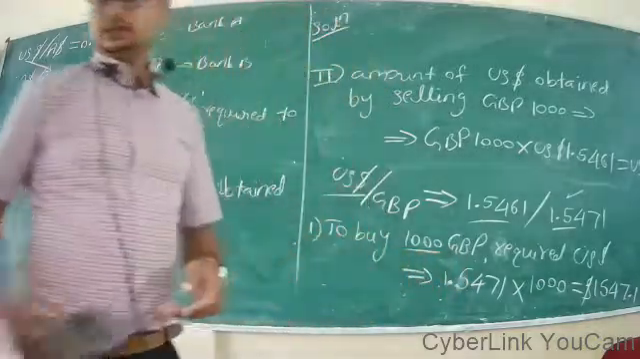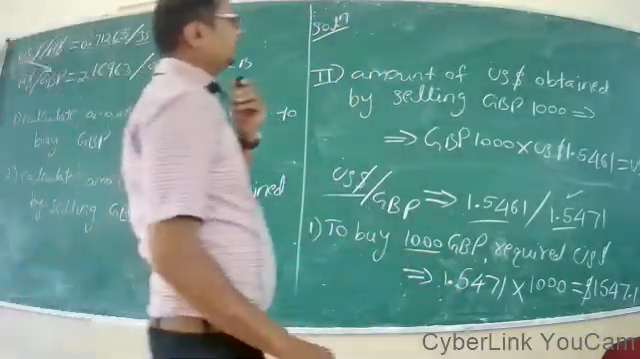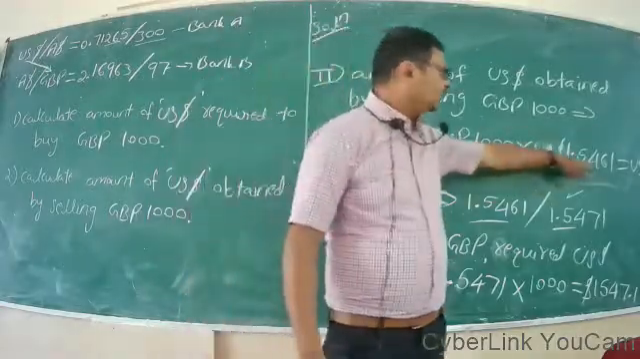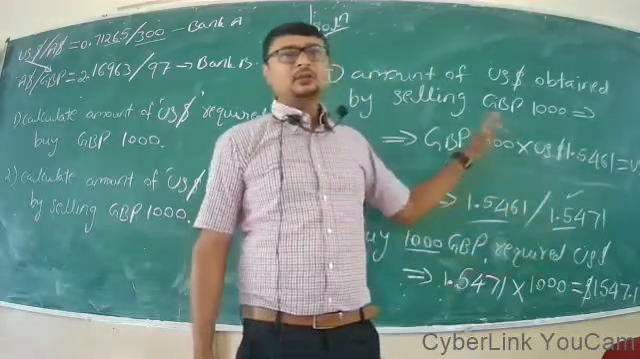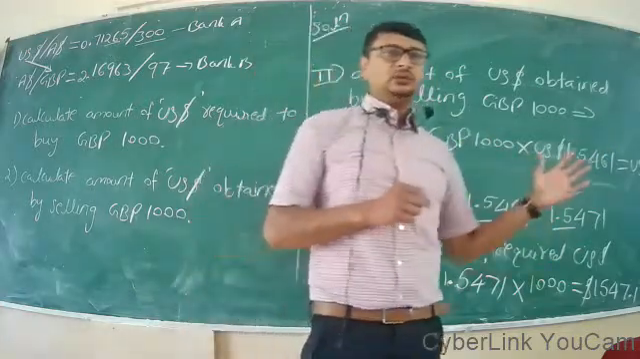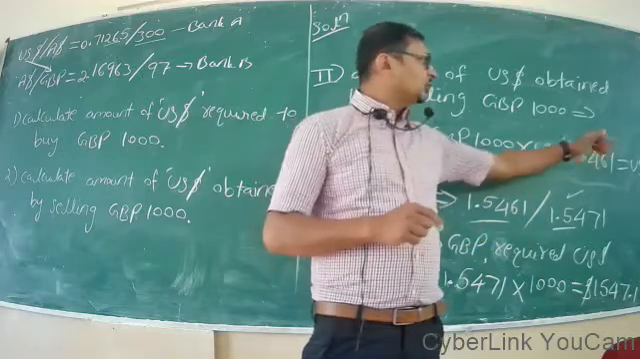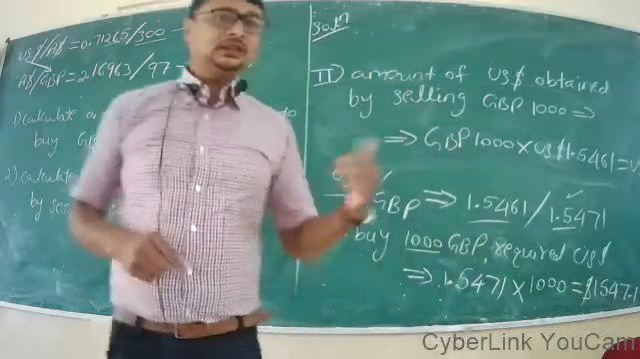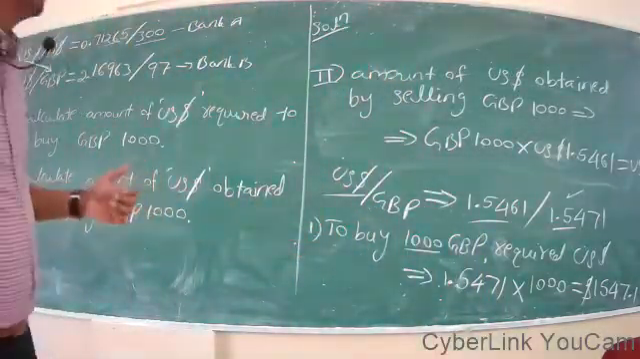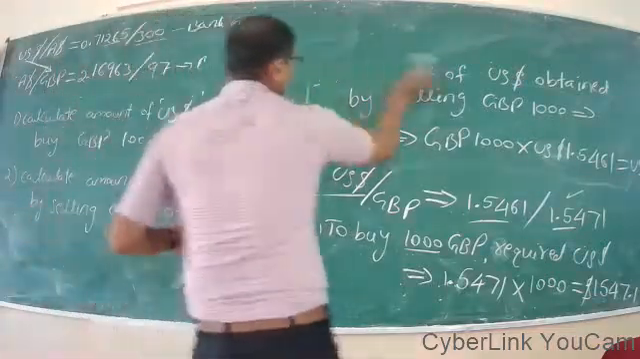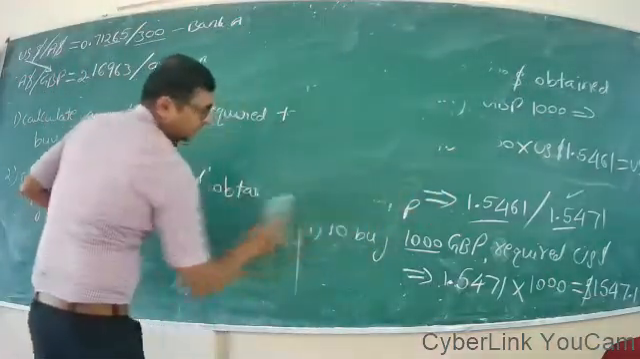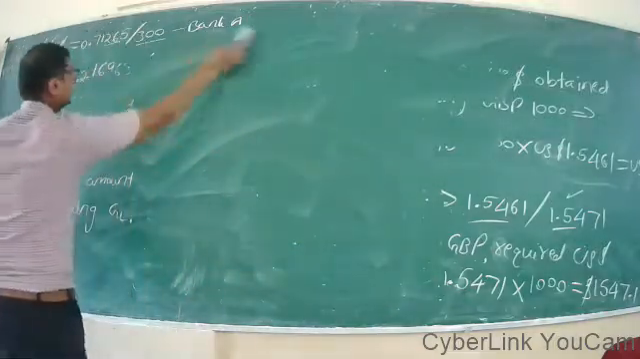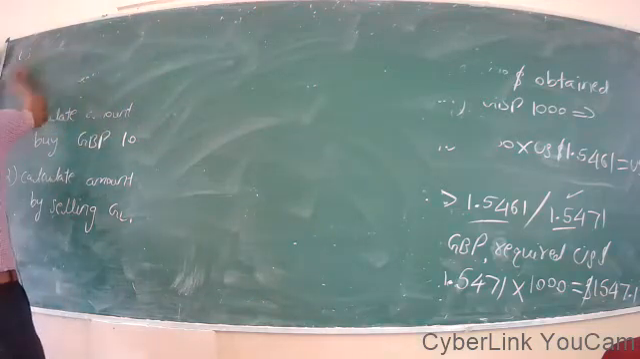So per pound, if you sell a pound to banker, banker will buy at 1.5461 per pound. Now you are selling entire 1000 pounds, so you will get US dollar 1546.1. So this kind of problem is expected in your SEM exam. So the relevant rate while calculating buying and selling of foreign currency is very important.